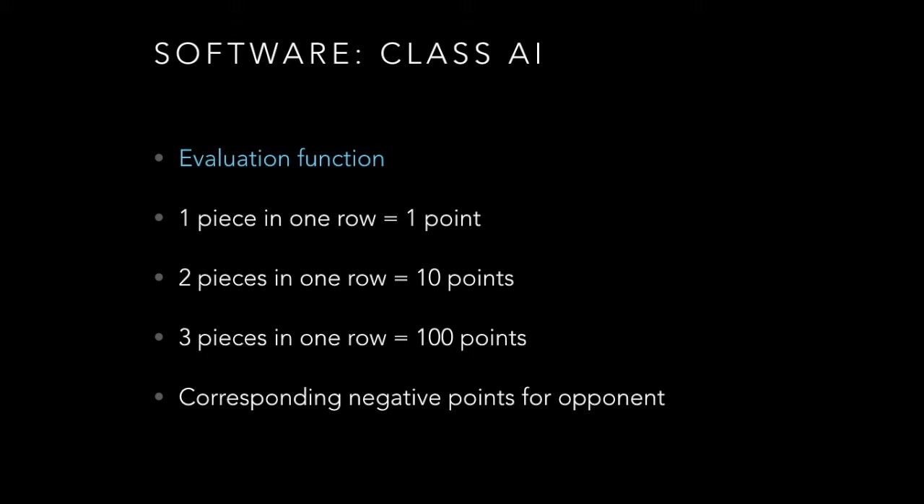The next step is to code class AI. For our evaluation function, we decided to only assign scores to rows that have a single player's pieces, meaning that the player can actually win on that row.